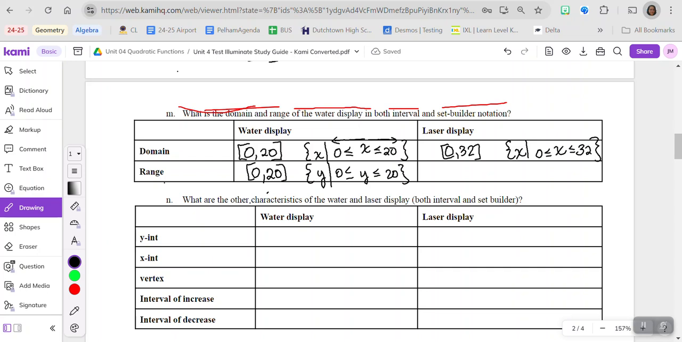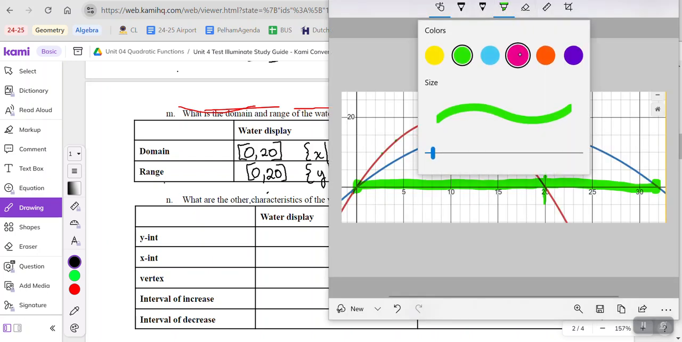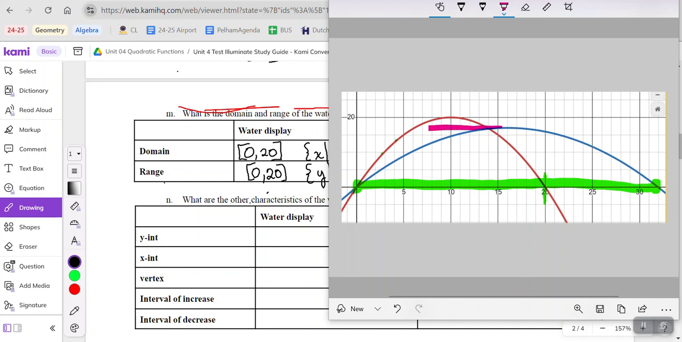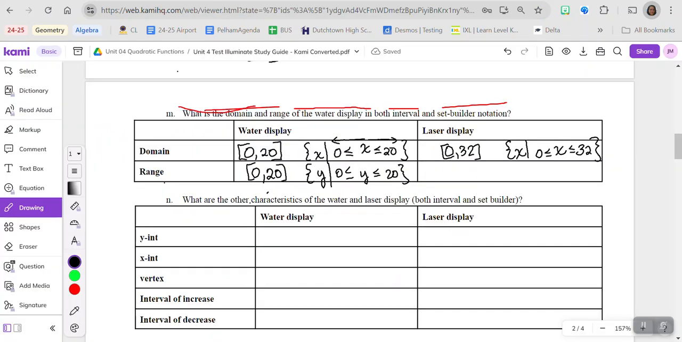And the range, the highest that the blue goes is around here. And I need to find out what that is. Let me go to decimals. The highest it goes is to 17. So for the range, it's from 0 to 17. That's its maximum.